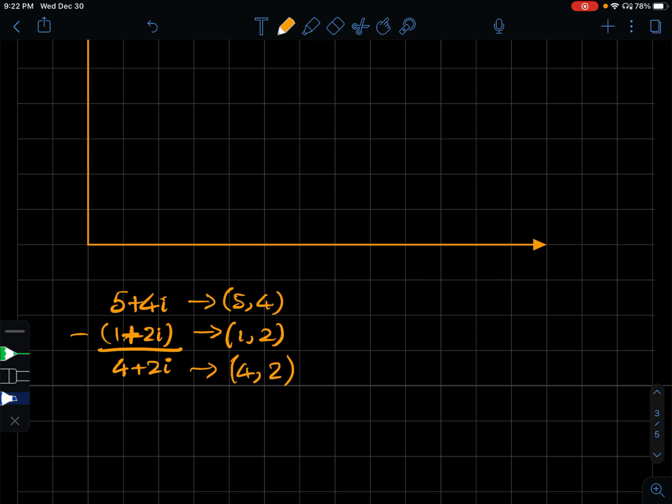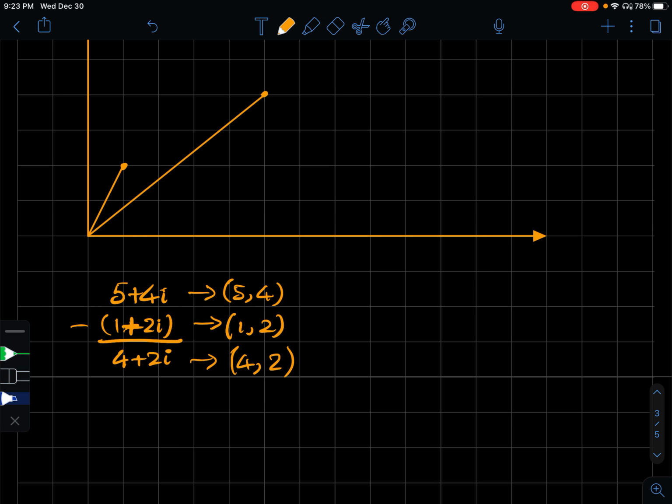So 5, 4 would be right there. 1, 2 would be over there. So these are the complex numbers 1 plus 2i and 5 plus 4i. Now I want to subtract 5 plus 4i minus 1 plus 2i. So the bigger minus the smaller, just for information. We should be getting 4 plus 2i, which actually happens to be this one right here. How's that? Well, watch this trick. Actually, wait. Let's see this. Has to be this one over here.